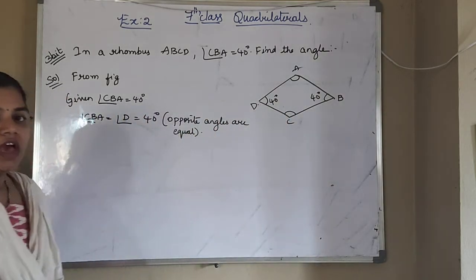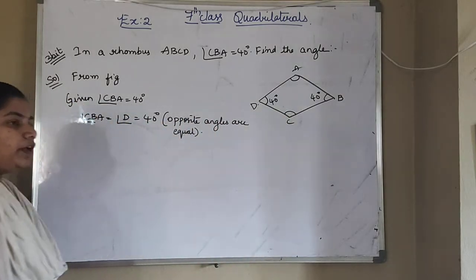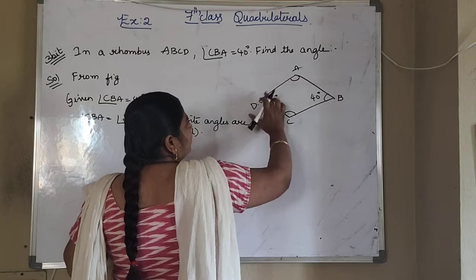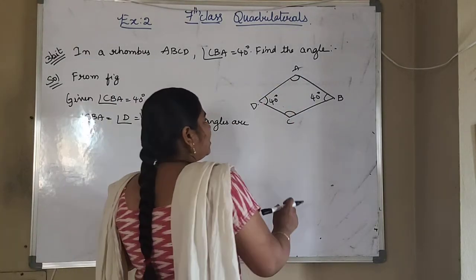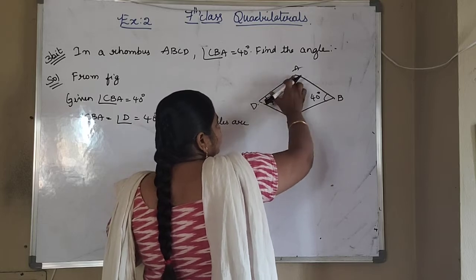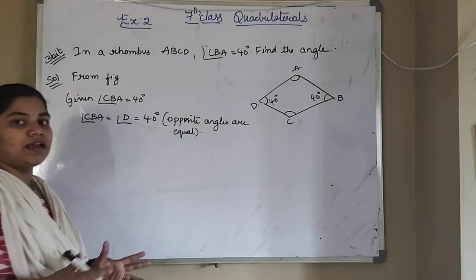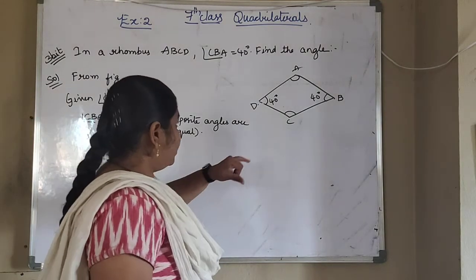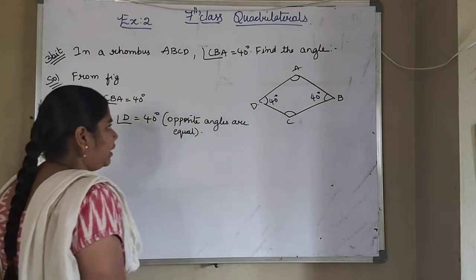40. Now we have to find angle A value and angle C value. We know that the sum of two adjacent angles will be equal to 180 degrees. So what are adjacent angles? These two are adjacent, these two are adjacent, these two are adjacent. Side by side lying angles we call adjacent angles. So by using the properties we know that the sum of two adjacent angles will be equal to 180 degrees.